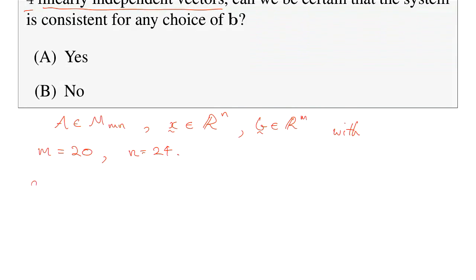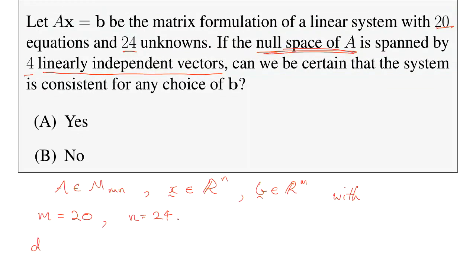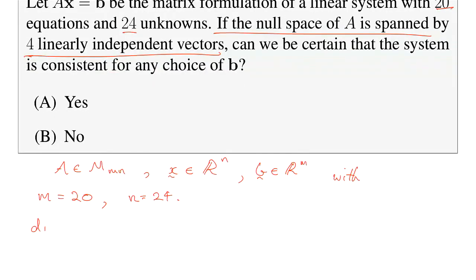And now we know how many independent vectors span the null space. That's saying that we have a basis for the null space, right? So a basis for the null space has 4 things in it. So the dimension of the null space is 4. That's what that statement is telling you. So the dimension of the null space of A, which is just the nullity by definition, is 4.